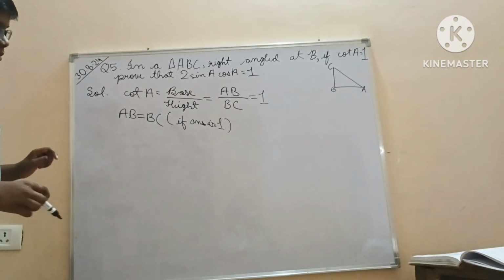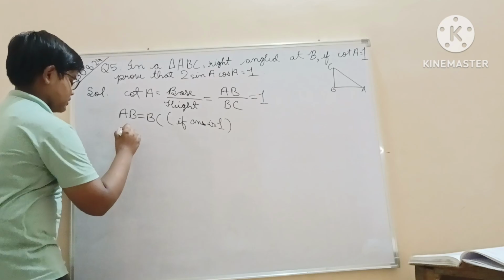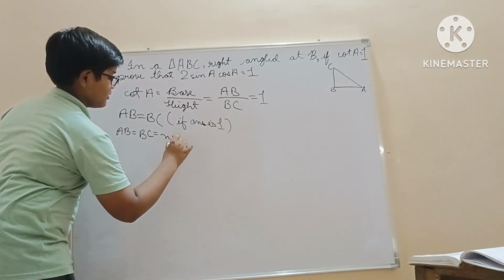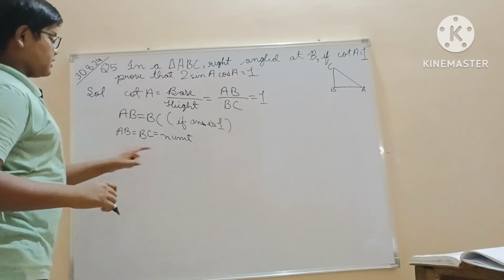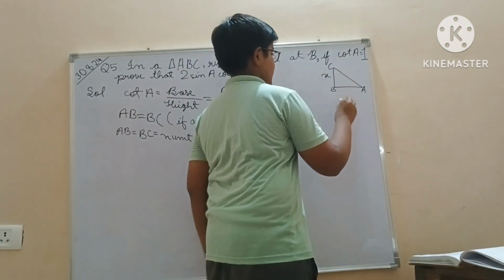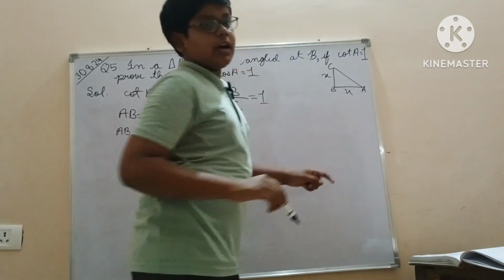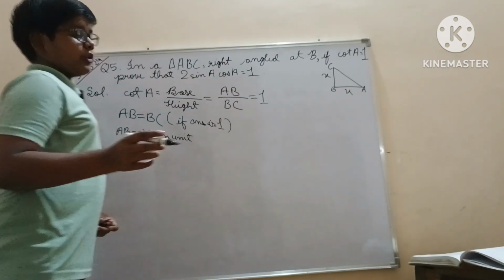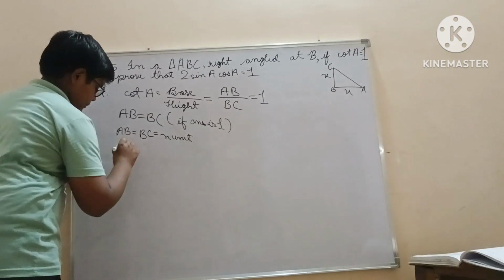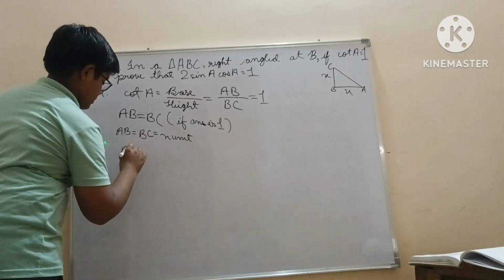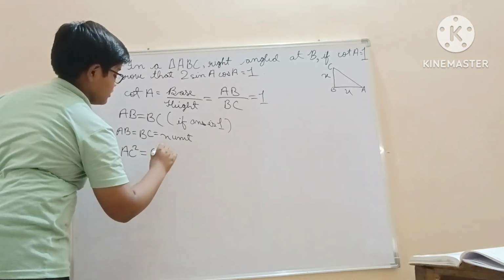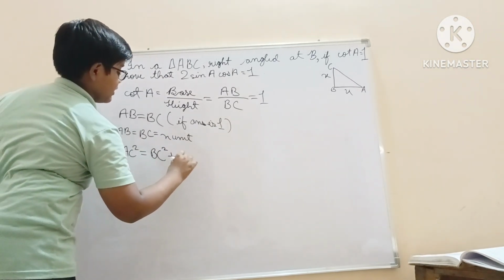Now our AB is equal to BC, we can give this units, such as AB is equal to BC is equal to x unit. We can take this as x. So now our BC is x, AB is x. Now we will find our side AC, which is the hypotenuse of this triangle. So AC square is equal to BC square plus AB square.